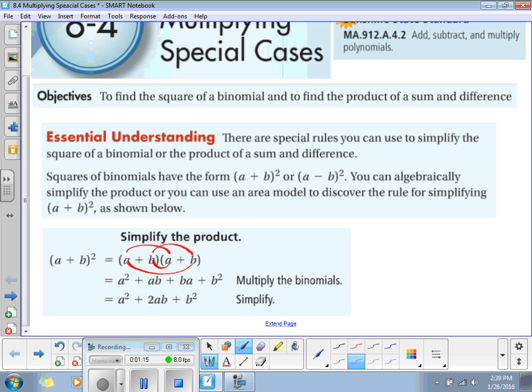Now, are those the same thing? Yes, those are the same thing. So, if I have an ab plus an ab, that's going to give me 2ab. All right? So, if I square a sum, this is the formula that I'm going to use: a squared plus 2ab plus b squared.